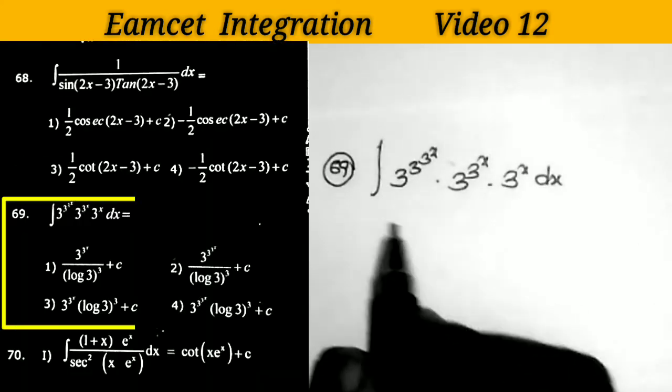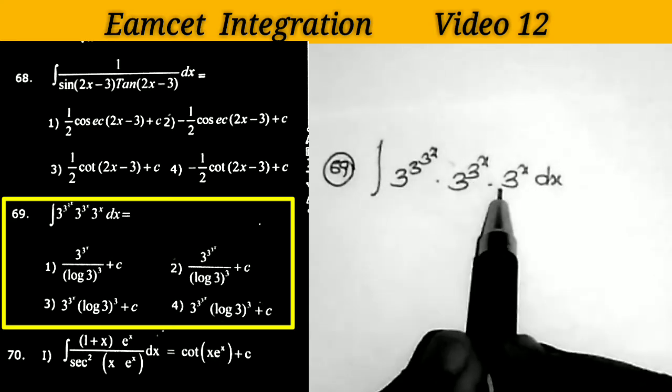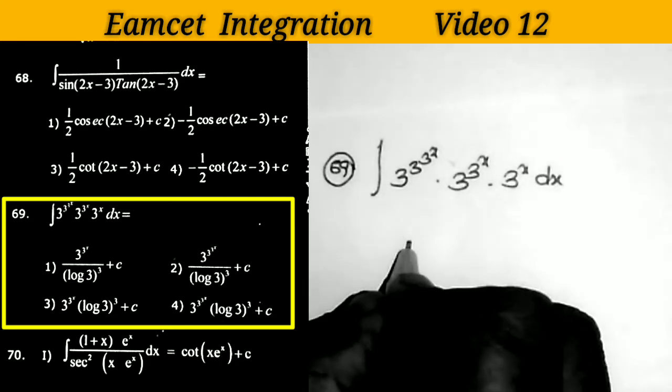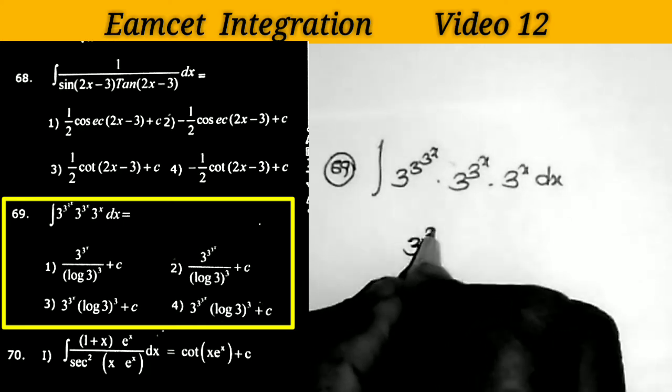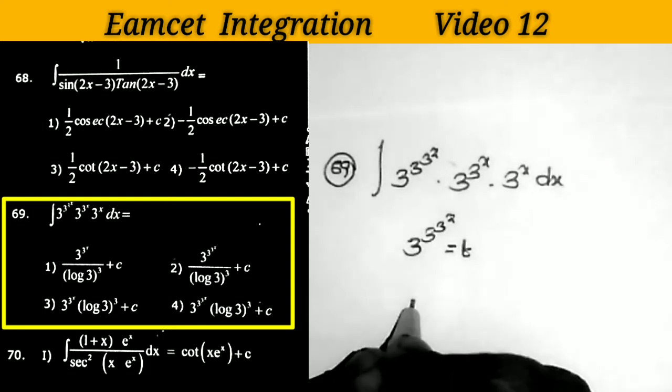Next question, sum number 69. Integral of 3 power 3 power 3 power x into 3 power 3 power x into 3 power x dx. First I take 3 power 3 power 3 power x equal to t. Now what is the derivative?